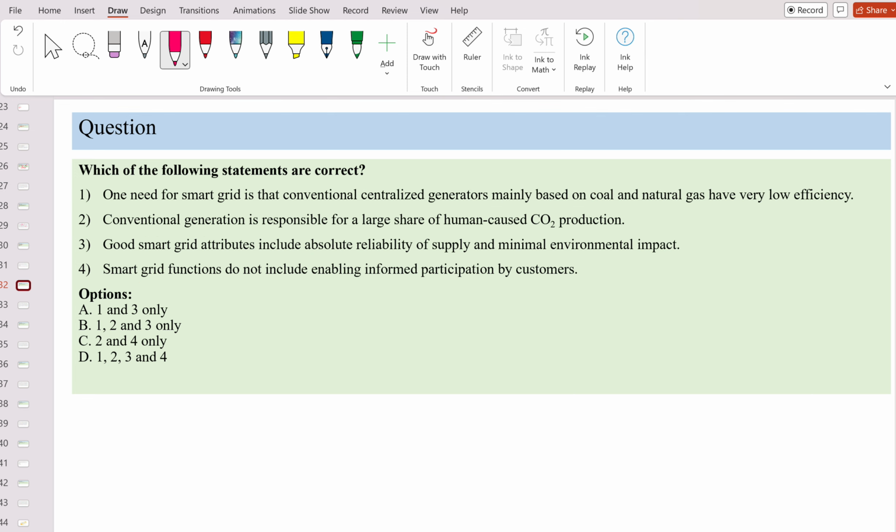Okay, let's move further, try to solve this. Okay, I got one answer, option B. Okay, let's wait for 5 to 10 more seconds.